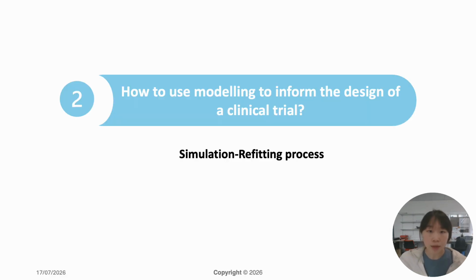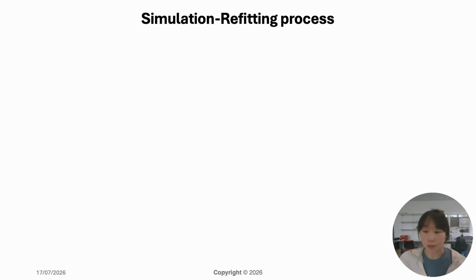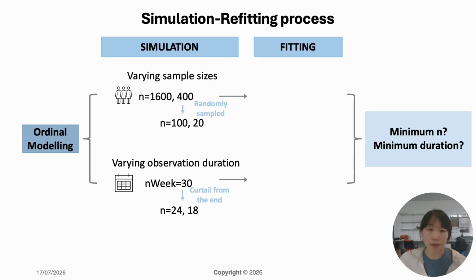The second question, how to use modeling to inform the design of a clinical trial. We will use the simulation refitting process here. By simulating the ordinal model under different scenarios, we can generate varying sample sizes and observation durations. Specifically, sample sizes of 120 were randomly sampled from 400 patients to reduce the random effects caused by simulation. The observation durations of 24 and 18 weeks were curtailed from the end of 30 weeks.